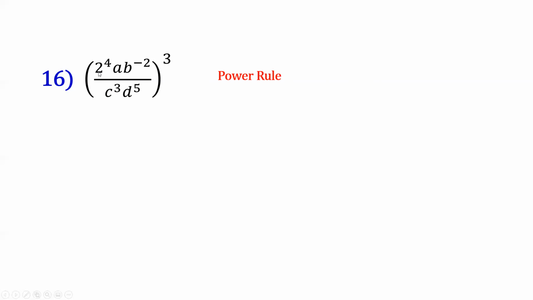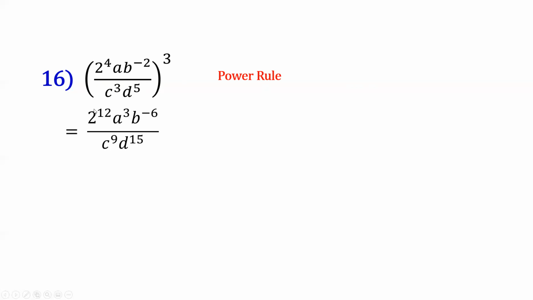So I'll begin with the 2. 2 to the 4th to the 3rd power, that means 3 times 4. That's going to be 3 times 4 gives me 12. So I'm going to have 2 to the 12th. The A, there's an imaginary 1 there. So don't forget that. So it's going to be 3 times 1. That's going to be A to the 3rd. The B is going to be a -2 times a 3. That's going to be a -6. And then for the bottom, we're going to do the same thing. For the C, we're going to do 3 times 3. That's going to be 9. And for the D, we're going to do 5 times 3, and we get 15. So this is the answer you should get after you distribute that 3 onto every single base.